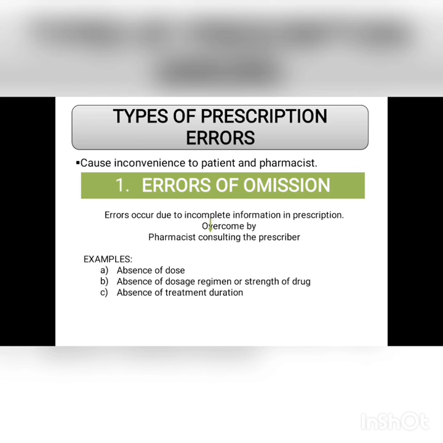Prescription errors may cause inconvenience to both patients and pharmacists. There are two types of prescription errors. First one is errors of omission and second one is errors of commission. First, errors of omission. These are the errors which may occur due to incomplete information in the prescription. Pharmacists can overcome these errors by consulting the prescriber. For example, absence of dose, absence of dosage regimen or strength of drug, absence of treatment duration.